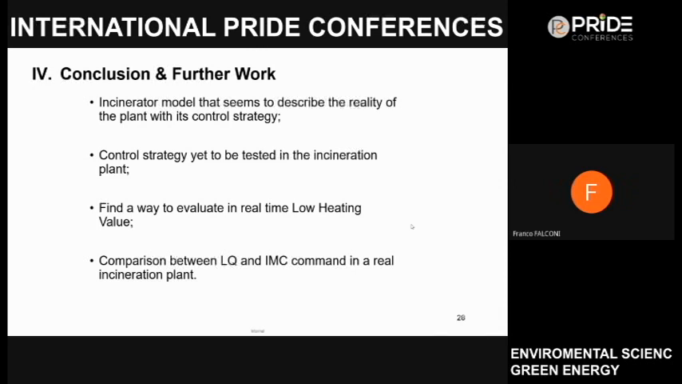And finally, we need to compare this proposed control strategy with other existing control strategies that have already been implemented on this type of assets and process.